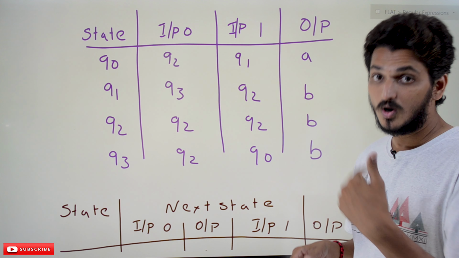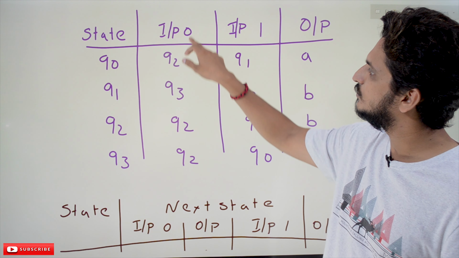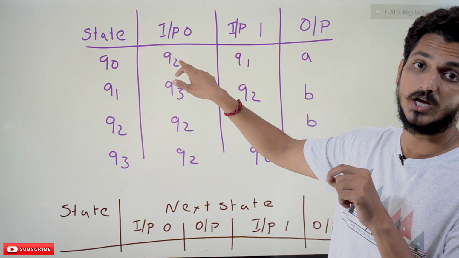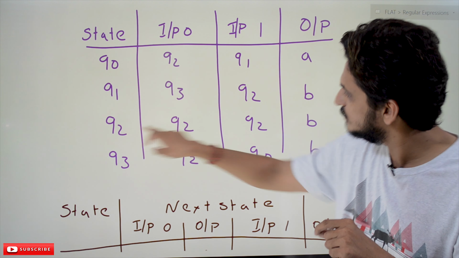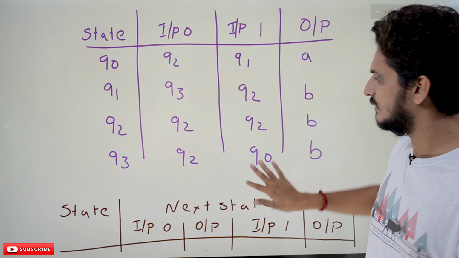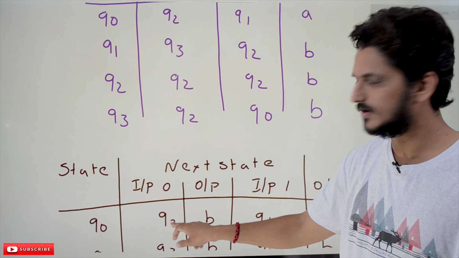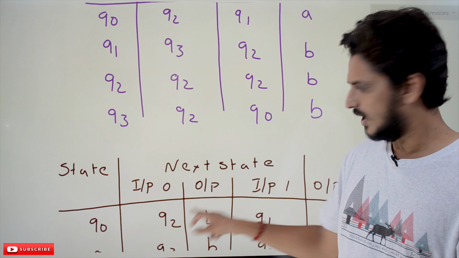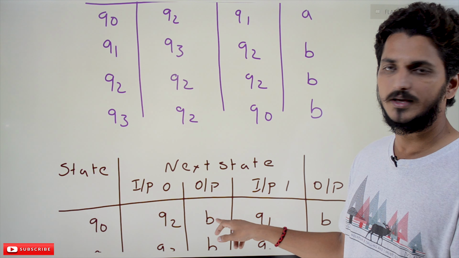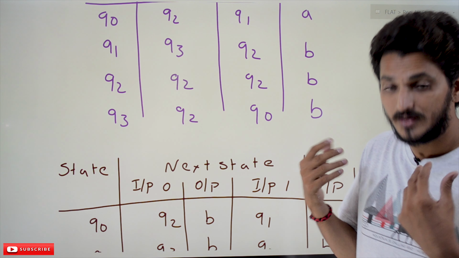So let's convert step by step into the Mealy machine. On state Q0, if you see the input symbol 0, we are moving to Q2 state. What is it going to display on Q2 state? B. This is what we will write in the Mealy machine. On state Q0, if you see the input symbol 0, we are moving to Q2, and the output it is going to display is B, because Q2 is going to display B. That's it. It's very simple.